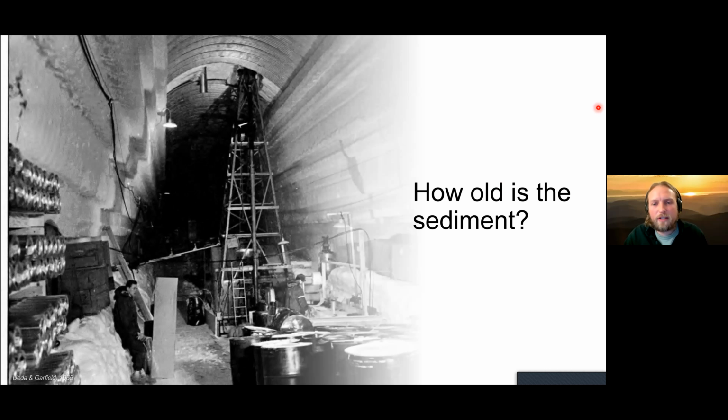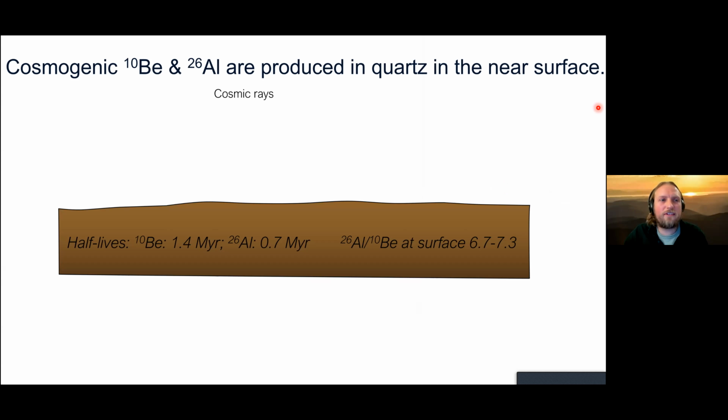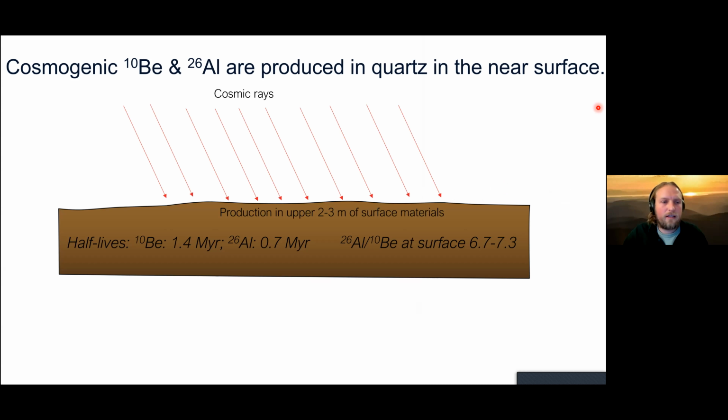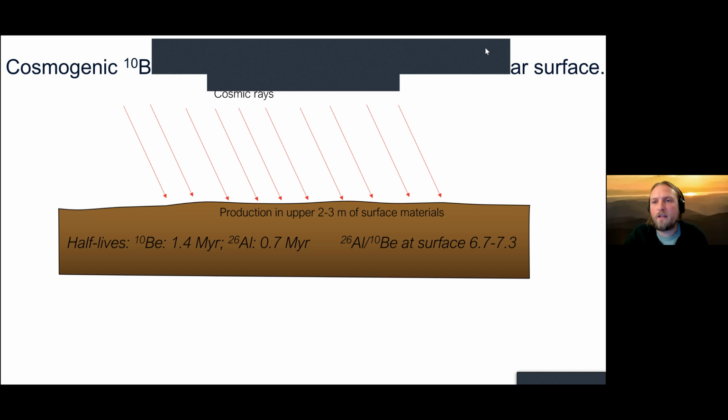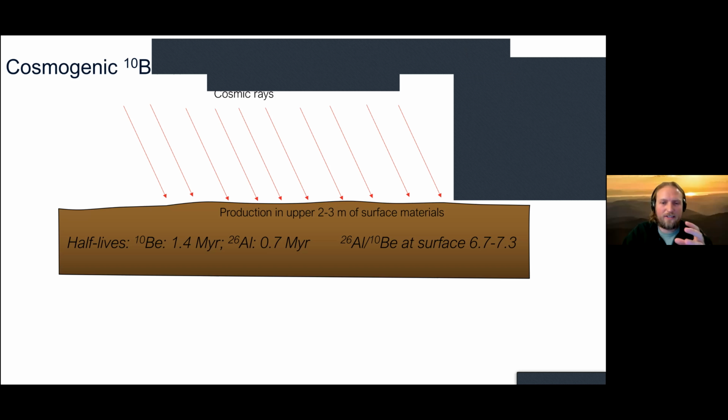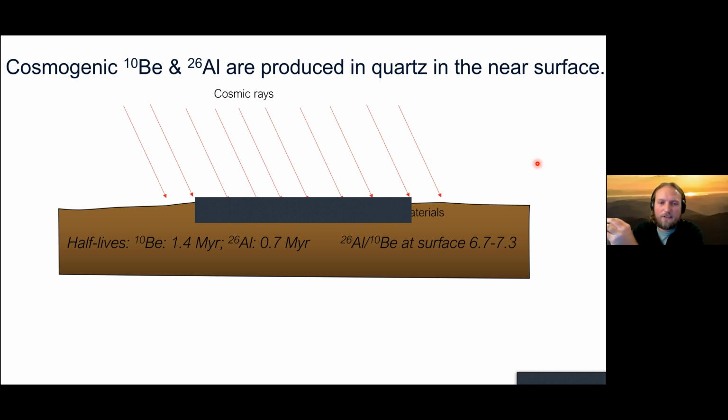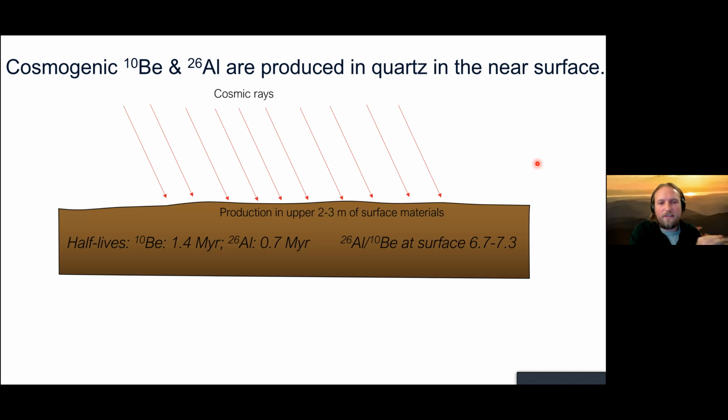So the next question we want to answer is, how old is the sediment? So the first way that we do this is using cosmogenic nuclides, beryllium-10 and aluminum-26, that are produced in quartz in the near surface. These two different nuclides have a production ratio at the surface between 6.7 and 7.3. And these two nuclides are radionuclides with different half-lives. So we can use this trick of the ratio at which they're produced at the surface and their different decay rates to understand the burial history of sediment.